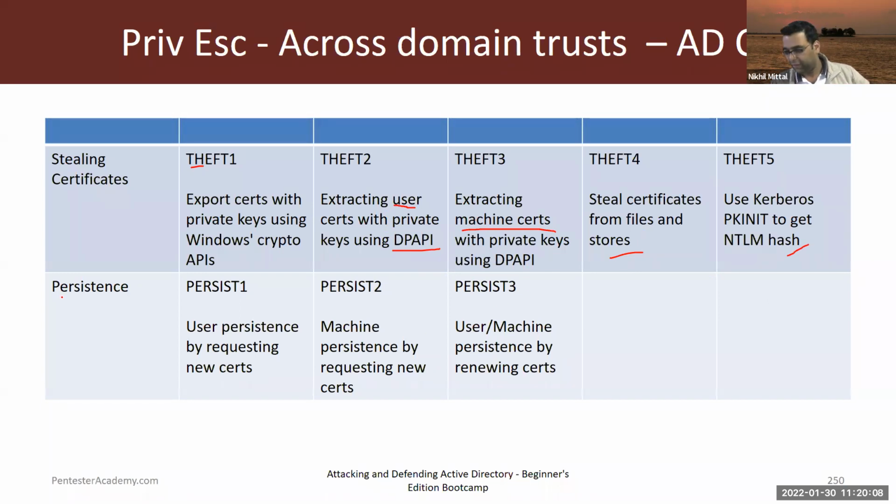Then there is machine level persistence, that is local persistence as well. You can persist as a user by requesting new certificates. You can persist on the machine level by requesting new certificates for the machine, or by renewing the certificates in place of requesting certificates. I'm just taking you through this so that you have an idea of the width and breadth of how big the attack surface is. Once again, we are not going to discuss all of this, but bear with me while I take you through this.